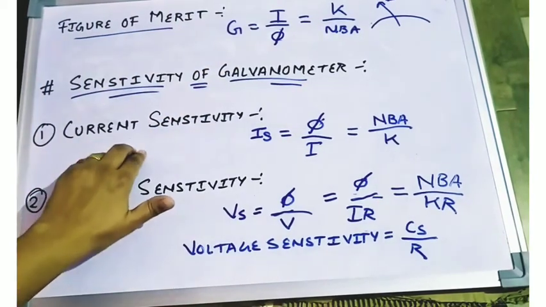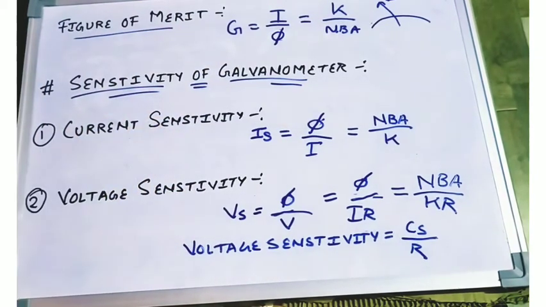Now, sensitivity of the galvanometer. What is sensitivity? As the name suggests, when someone says that my skin is very sensitive, why do we say children's skin is very sensitive? Because it is very soft and tender, so if anything touches it, it shows an immediate reaction. So the sensitivity of the galvanometer means that it shows a large deflection even when a small current flows through it.